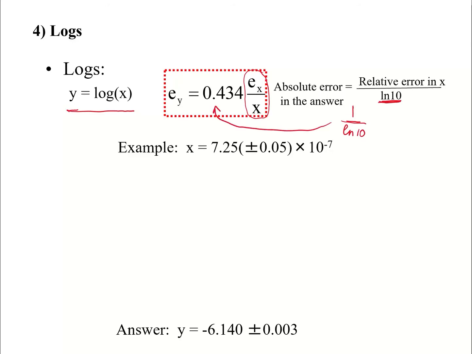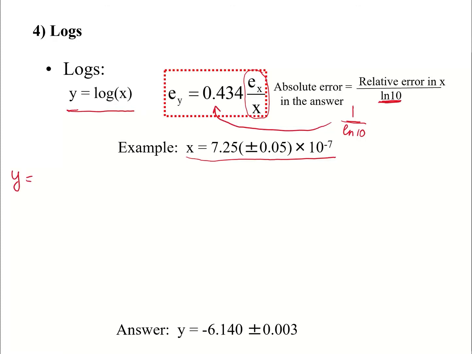So then we take this number and multiply it by the relative error in x. So this is the meaning of the formula. Now let's take a look at the example. If we're given the x value, and we know the absolute uncertainty, let's calculate the answer for y. Let's think about how many significant figures we can report and what is the absolute error in y.